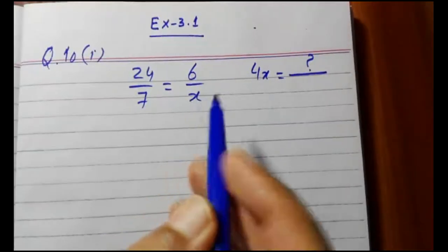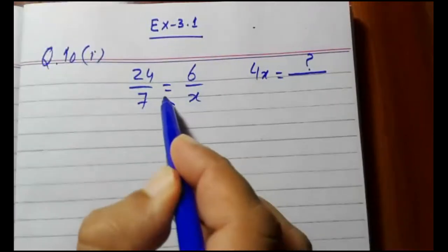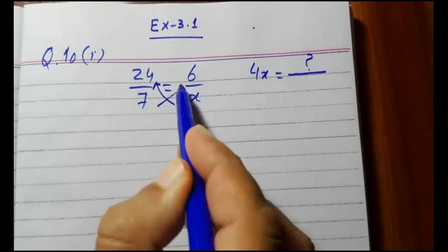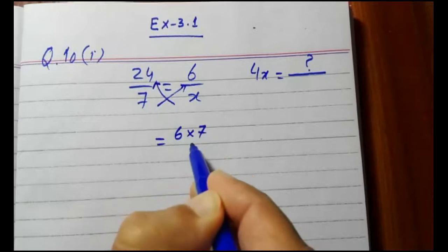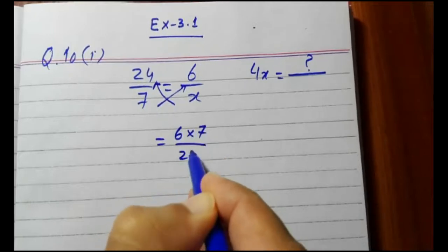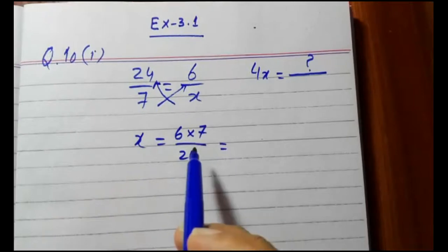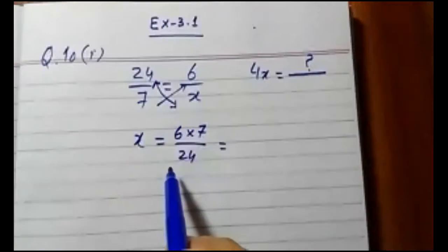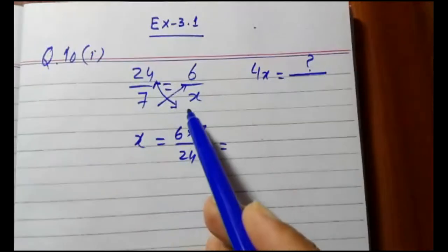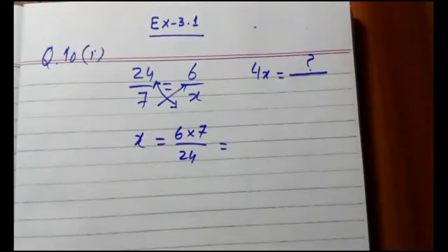First of all, simplify for the value of x. It's very simple. You will do the cross multiplication like this. It will become 6 times 7 divided by 24, and x will be equal to that. So doing the cross multiplication, we need to separate the value of x. We keep x on one side and shift from the denominator towards the numerator on the other side, and then we will solve it for the value of x.